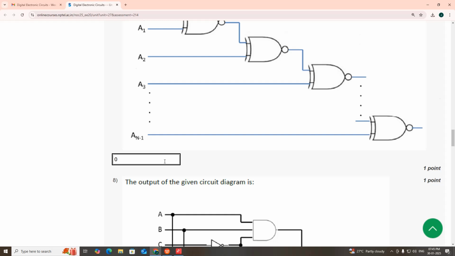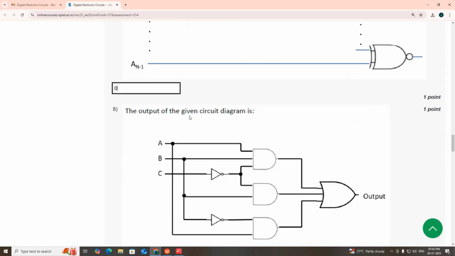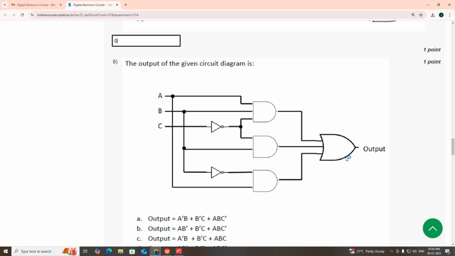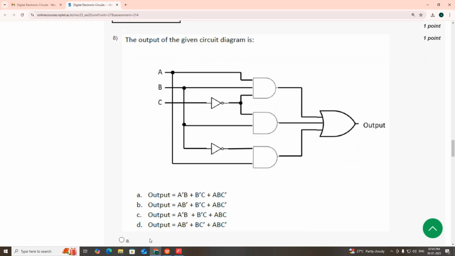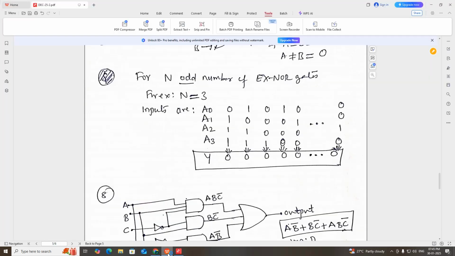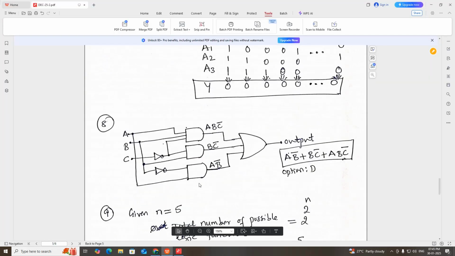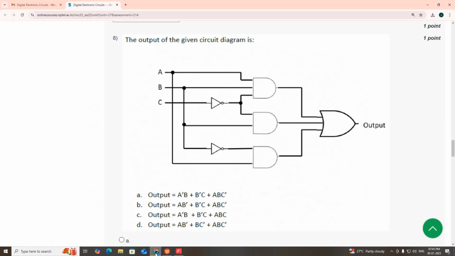Eighth one, the output of the given circuit diagram is y. For the eighth one, it's simple. The first AND gate output is A, B, C bar, the second AND gate output is B, C bar, and the third AND gate output is A, B bar. The sum of all these three is the OR gate. Therefore, the output is A, B bar, B, C bar, and A, B, C bar. This is option D.